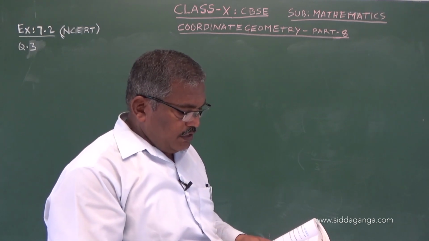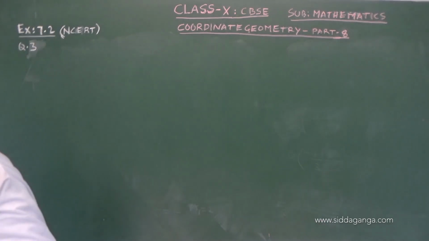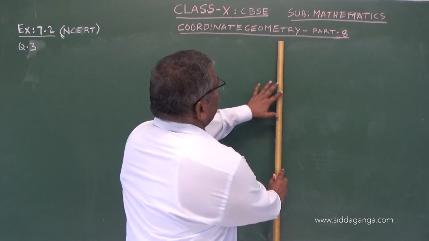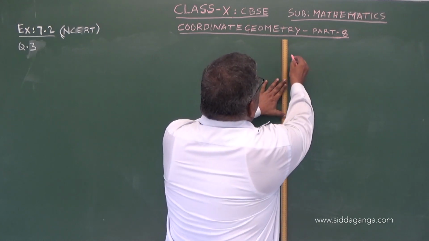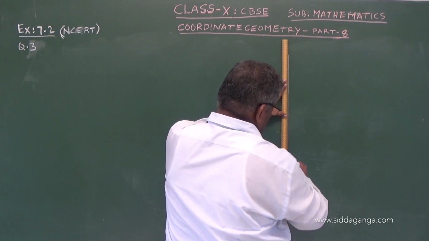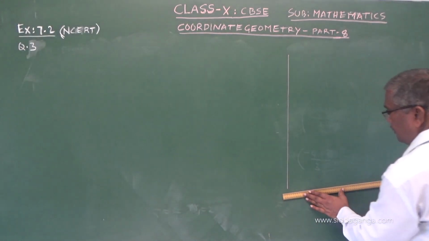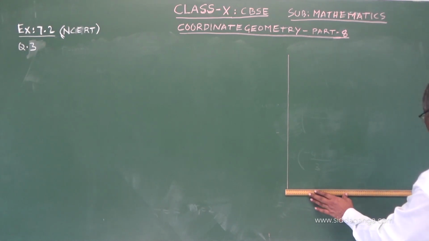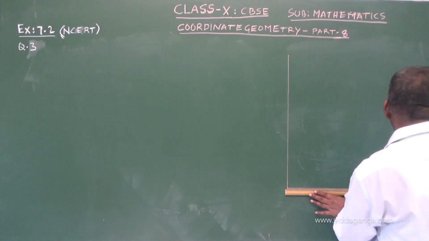100 flower pots have been placed at a distance of 1 meter from each other along AD. So it is given like this. Observe this. So it is the school ground, one boundary, and say this is like this. School ground is a rectangular area and it extends this way.